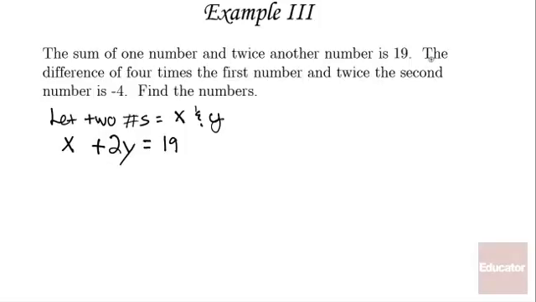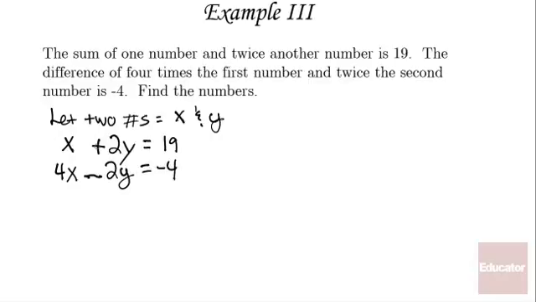My second equation is described by this sentence. The difference. Difference tells me I'm going to be subtracting. So the difference of 4 times the first number, 4x, minus twice the second number, 2y. So I have x plus 2y equals 19, and I have 4x minus 2y is negative 4.